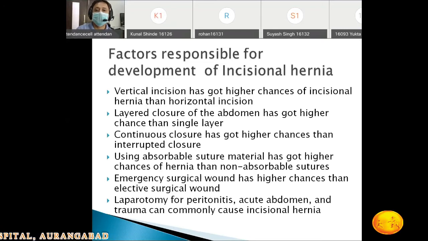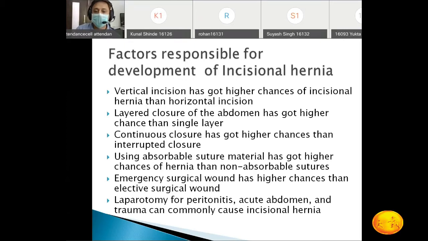Factors responsible for developing an incisional hernia. Vertical incision has got higher chances of incisional hernia than horizontal incision. Layered closure of abdomen has got higher chances than a single layer closure. Continuous closure has got higher chances than interrupted closure. Using absorbable suture material has got higher chances of hernia than non-absorbable sutures. Emergency surgical wound has higher chances than elective surgical wound.